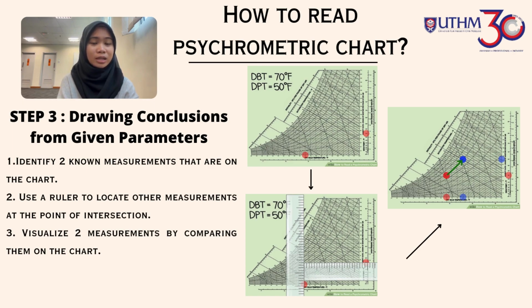If you are calculating a change in any of the measurements over time, plot the points on the chart and gather all of the measurements possible for each point from the chart. And last, visualize two measurements by comparing them on the chart. From there, compare the difference in the measurements and make note of how the change affected the air.